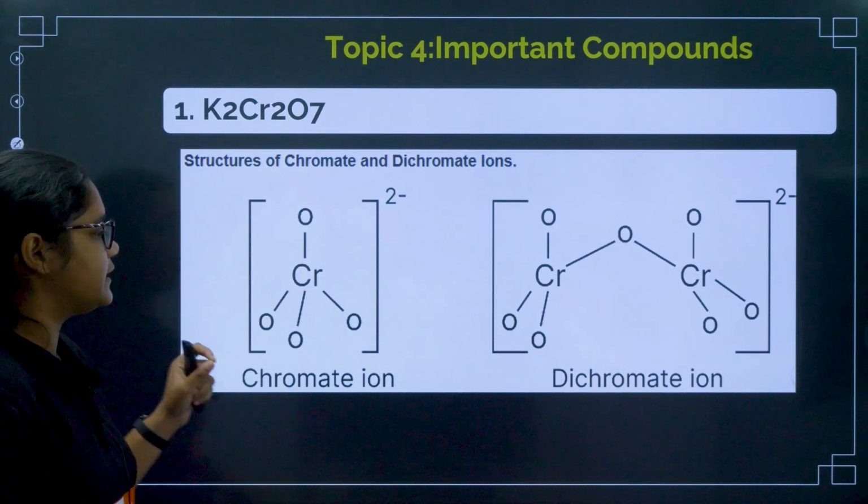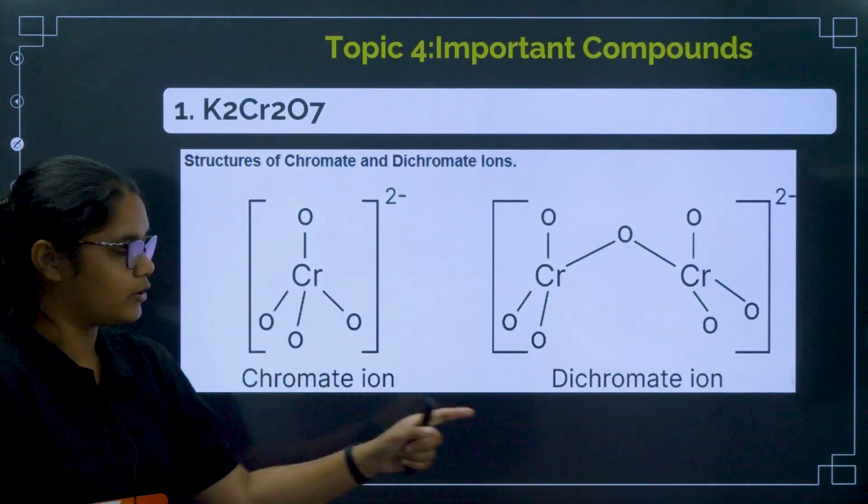Here a question is asked like: are all the bonds equivalent or not in dichromate, right?